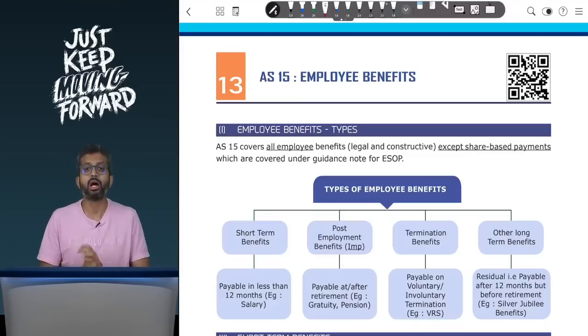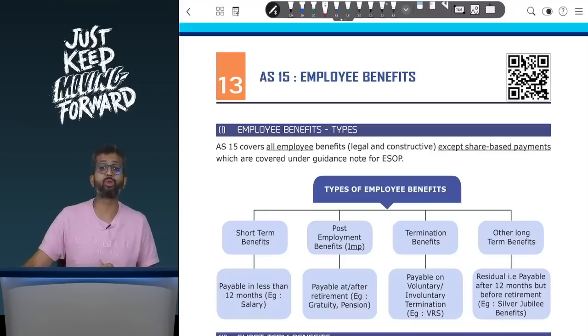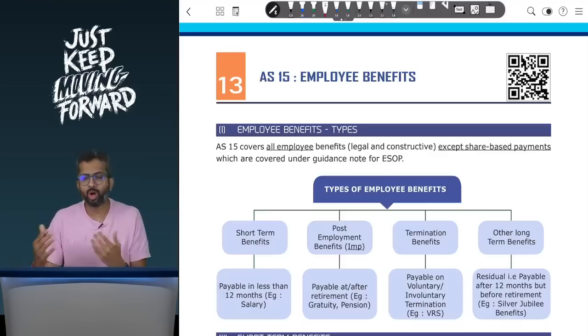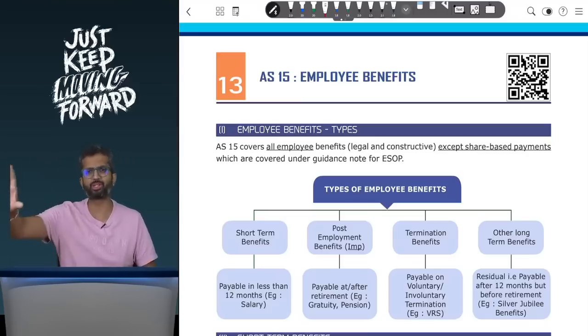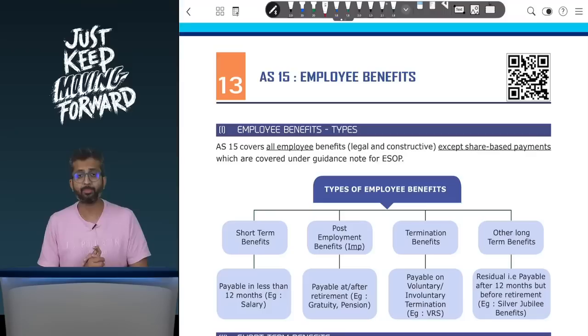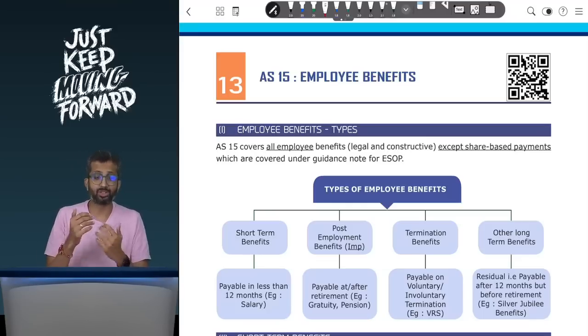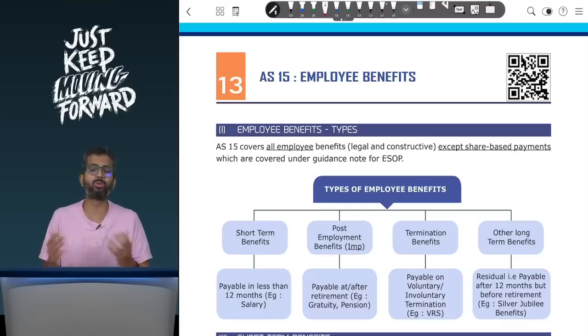So first of all, what does this standard cover? Under AS15, you have something called as employee benefits. What employee benefits are covered over here? Well, all types of employee benefits except for share-based payment, because there's a separate guidance note like ESOP for the same. So there are 4 types of employee benefits: short-term benefits, which are benefits which are payable within 12 months; post-employment benefits, which are benefits which are payable at or after retirement, like for example gratuity, pension, provident fund, etc. Termination benefits, which are payable at the time of termination, voluntarily like VRS, or involuntarily like, let us say, a retrenchment that you are firing.